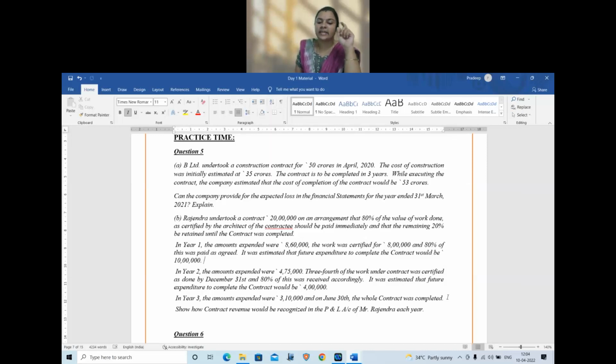Let's first see in year 1. The amount anticipated was 8,60,000. Amount expended was 8,60,000. Spent is 8,60,000.